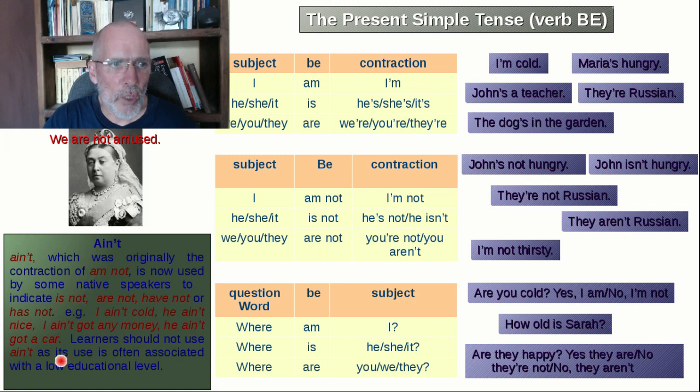Learners should not use ain't, as its use is often associated with a low educational level. Many native speakers will use ain't in some situations. Possibly it's okay, but the problem is, as I've stated here, it has come to mean so many things. Unless you really have a very good understanding of English, it's best to avoid using that word, but you will hear it. And when you hear it, you have to look at the context to understand what the speaker is actually saying. You'll probably hear it very often in songs and things like that, in very informal English.